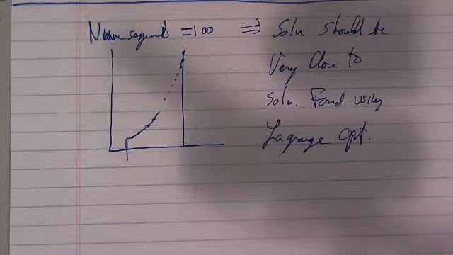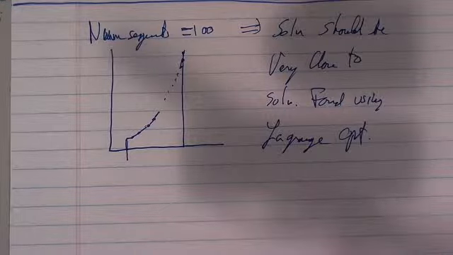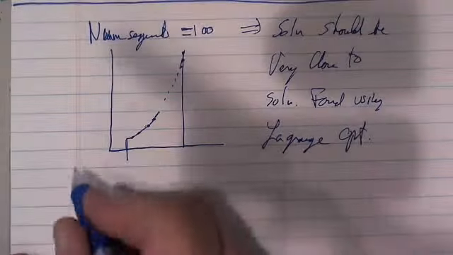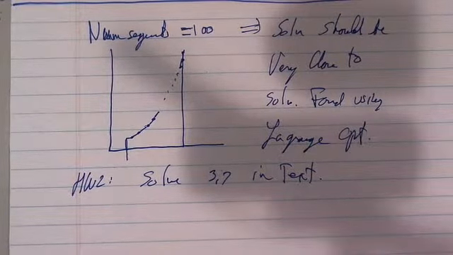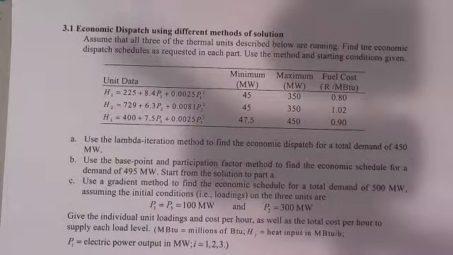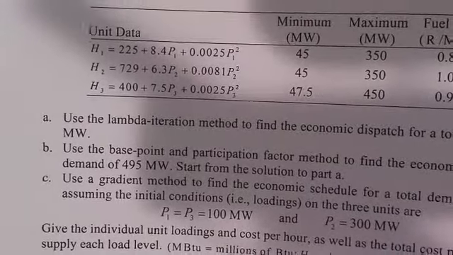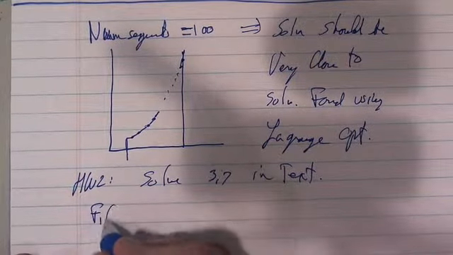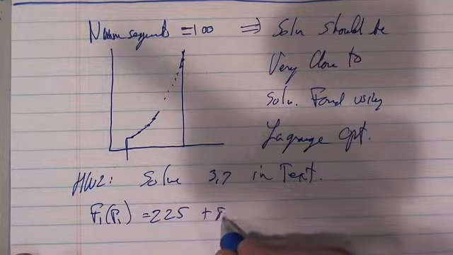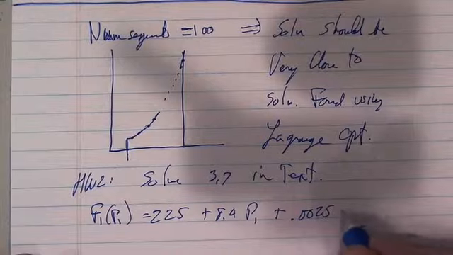And you're going to be given the program. The student did some multiplying of the coefficients in the homework problem. Here it is. So this homework 2: solve 3.7 in the text, and here's 3.7, which is a little hard for you to read. I can raise it up here a little bit, but notice that the first coefficient is 225 plus 8.4p plus 0.025p squared. So let's say F1 of P1 is 225 plus 8.4 P1 plus 0.025 P1 squared.